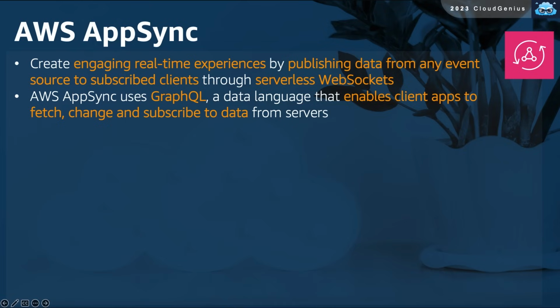AWS AppSync supports offline data access, enabling applications to function even when users are offline and automatically synchronizing data when they regain connectivity.